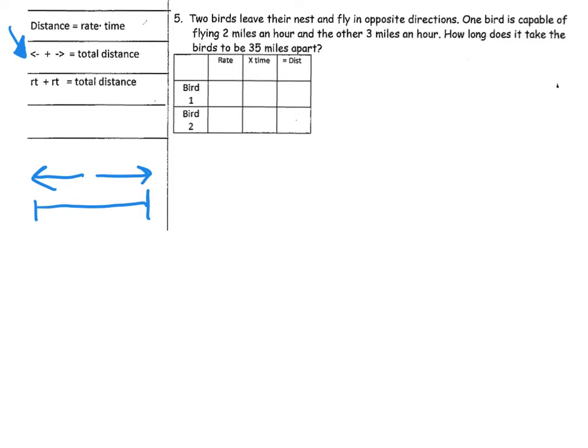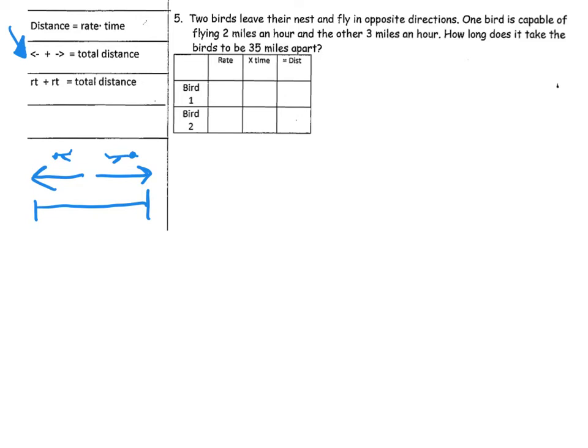2 birds fly and leave their nest in opposite directions. 1 bird flies 2 miles an hour and the other is 3 miles an hour. How long does it take for the birds to be 35 miles apart? So I can even draw a picture and be like, here's my bird. So bad. But look, it has a beak. Beautiful birds, guys. These are like amazing.